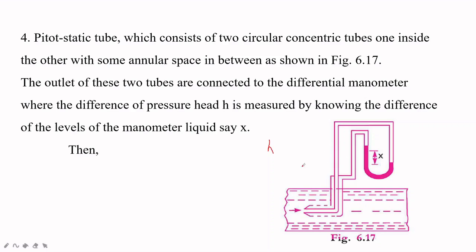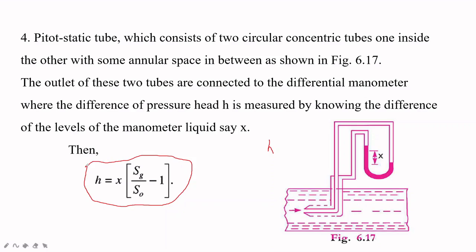So what is the formula to find h? The outlets of these tubes are connected to a differential manometer where the difference of pressure head is measured by knowing the difference of the levels of the manometer. So h is equal to x into Sg by S0 minus 1. Sg is the specific gravity of the liquid in the manometer, and S0 is the specific gravity of the liquid flowing through the pipe. This is the formula for h. Once h is known, we can directly use the formula and calculate the discharge of the pitot tube. So these are the four arrangements.